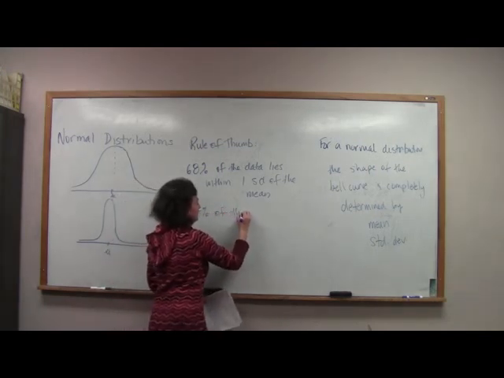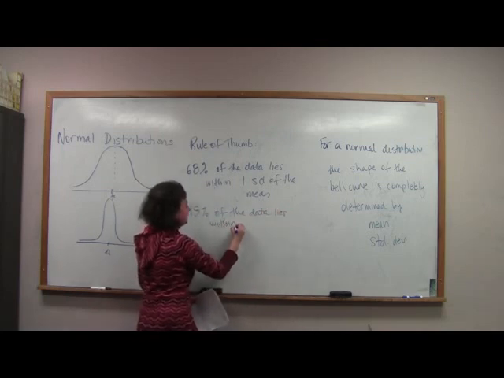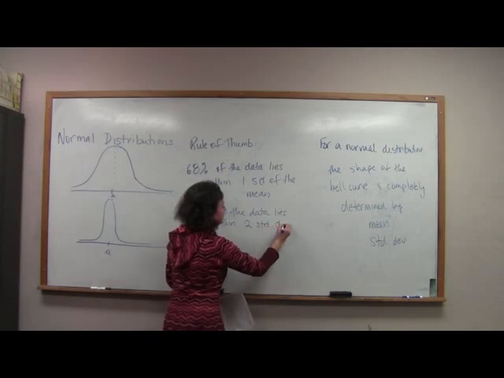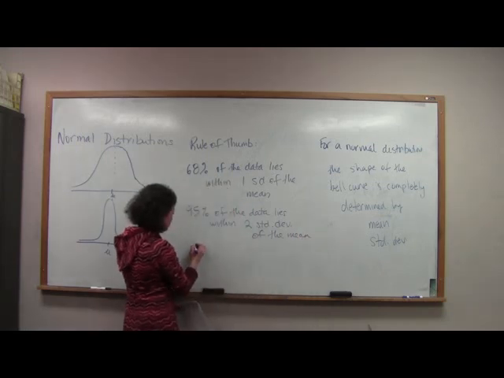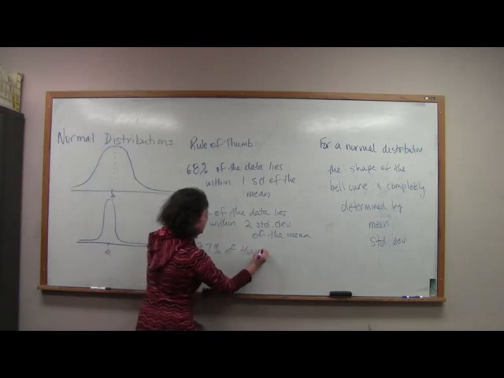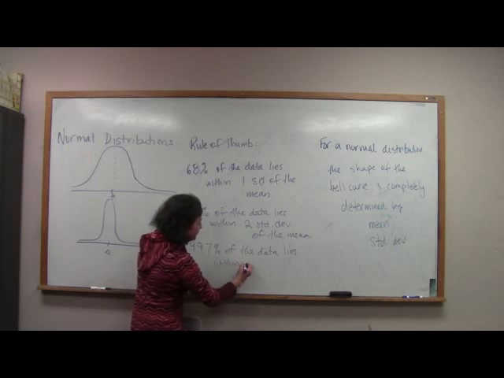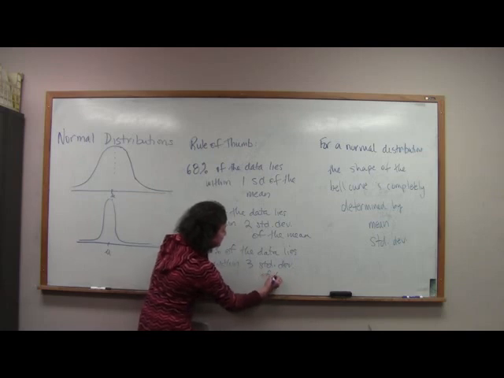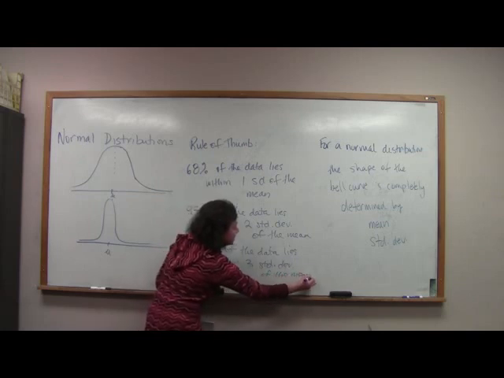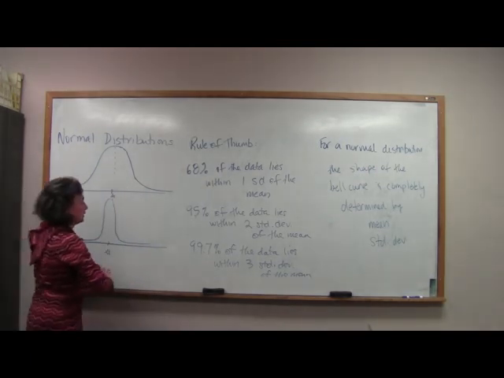95% of the data lies within two standard deviations of the mean. And finally, 99.7% of the data lies within three standard deviations of the mean. Now, this is a general rule of thumb, okay? So let me show you what I'm talking about.